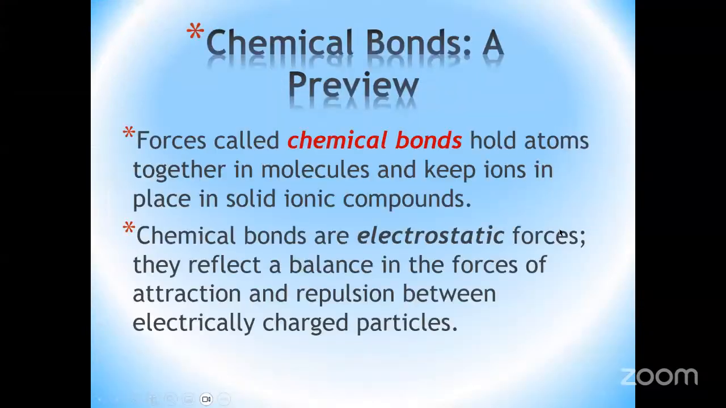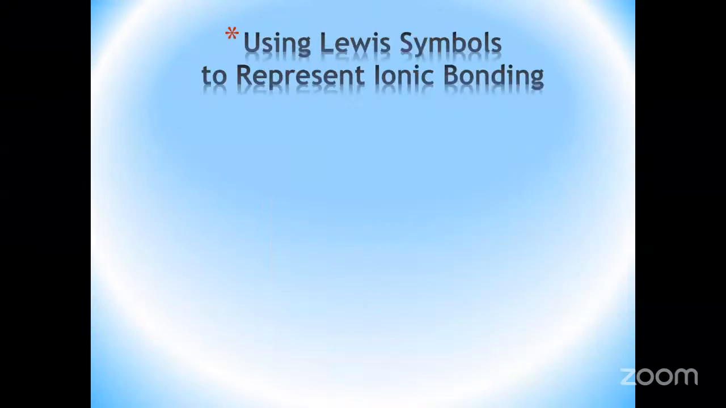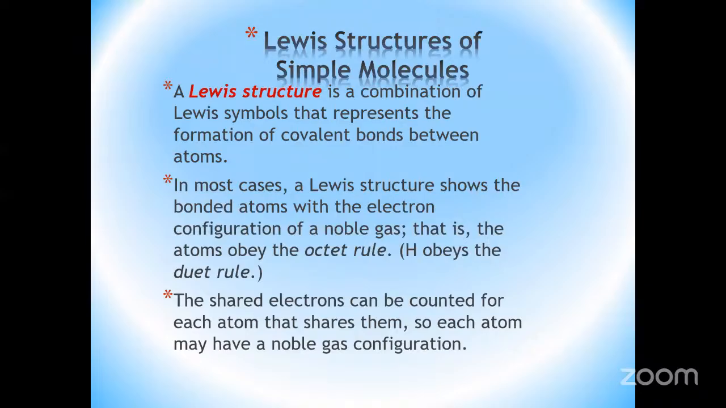All right, so let me scroll down. Okay, so basically, Lewis structures are a combination of the Lewis symbols that represents the type of bonds, covalent bonds mainly, that exist between atoms, right? A couple of things you need to be aware of when drawing Lewis structures. In most cases, the Lewis structure shows the bonded atoms with the electron configuration of a noble gas. That is, atoms obey the octet rule, and hydrogen will obey the duet rule. But there are exceptions to this, which you're going to see later on.